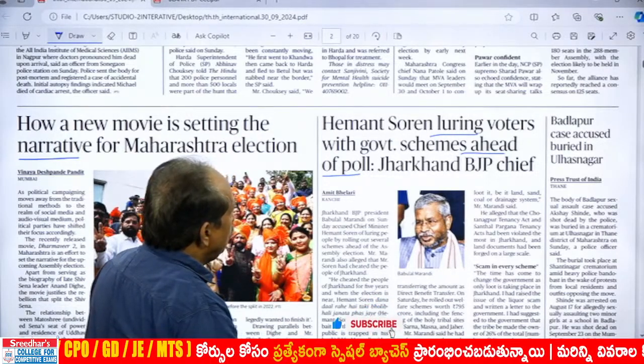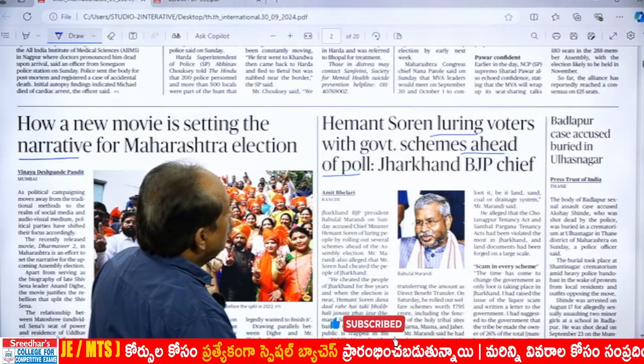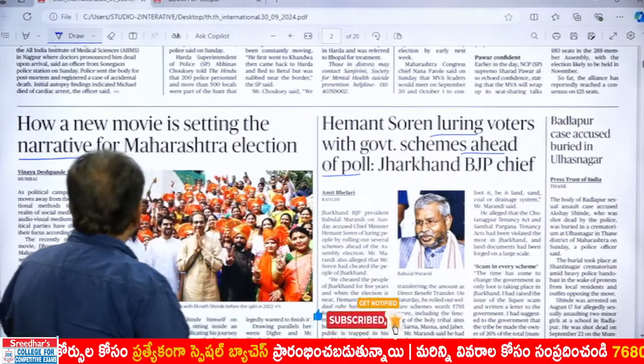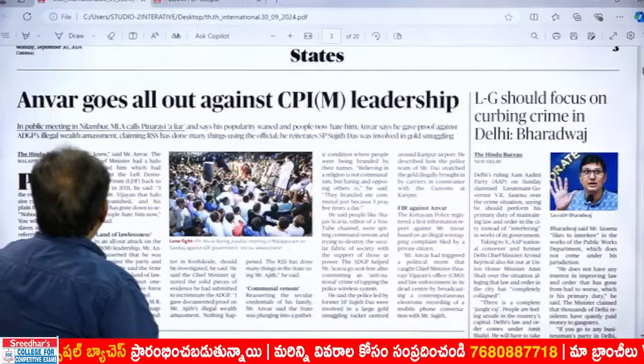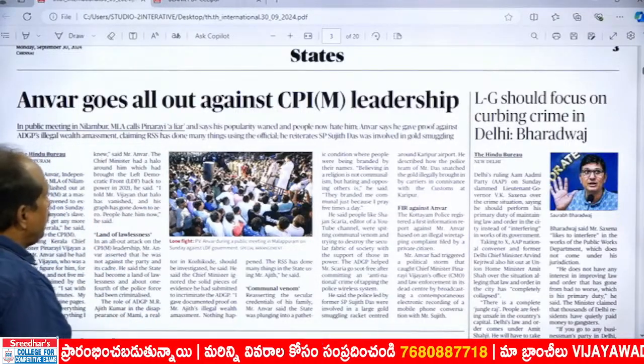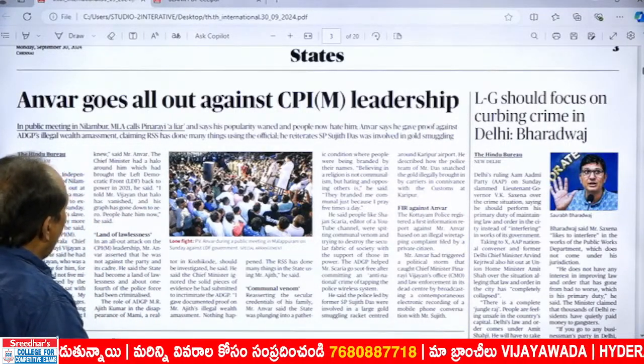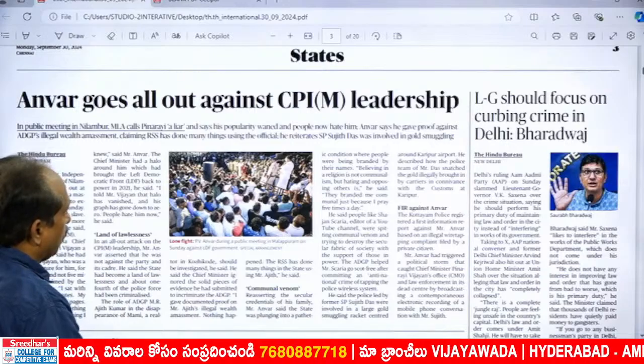Badlapur case accused buried in Ulhasnagar. This is related to crime. Anwar goes all out against CPIM leadership. All out, go all out means criticize a lot.